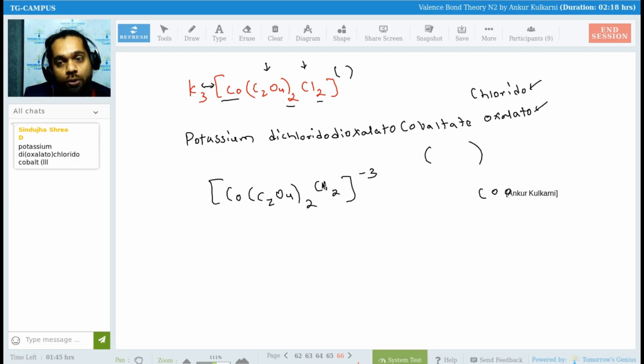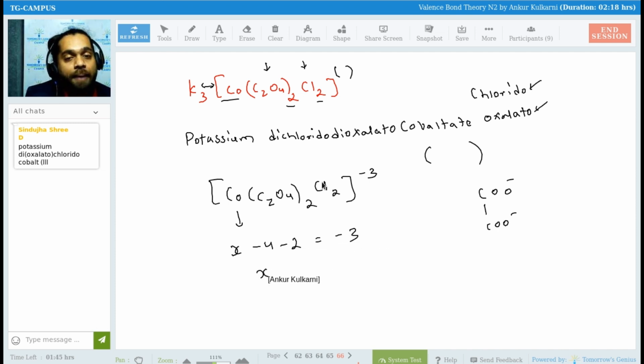Why? Because you have COO minus, COO minus. This is oxalato. So single oxalato is -2. So Anthony, I will write X. I have 2 oxalato, so -2 into 2, that is -4. Cl is -1, 2Cl makes it -2. The sum is equal to -3. -6 goes that side, +6, -3, that is +3.